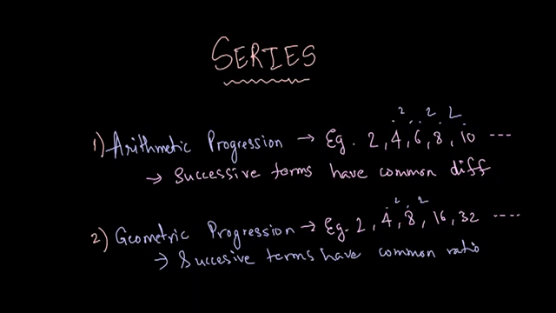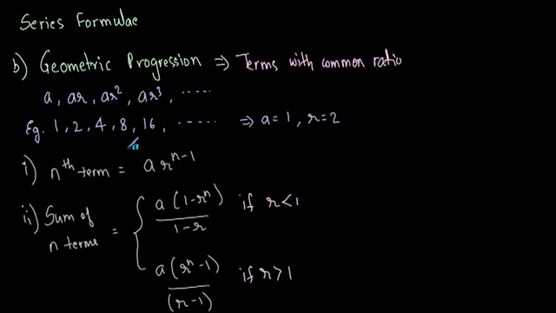Now let us look at the various formulas that geometric progression offers. A geometric progression, as I told you, is a sequence of terms with a common ratio. The first term is named a, and then to get the next term you multiply it by your ratio. Here we call the ratio r. So we get a as the first term, the second term is ar, the third term is ar into r, which is ar square, and so on.